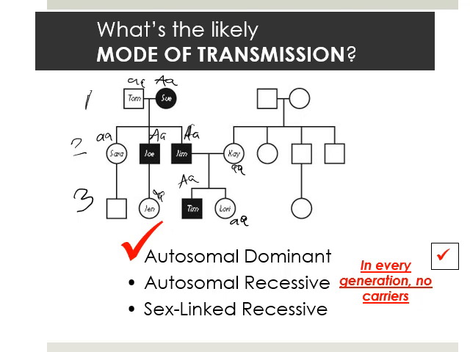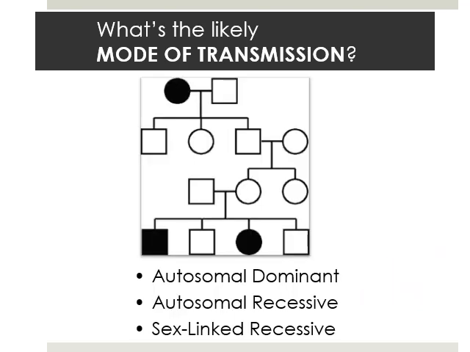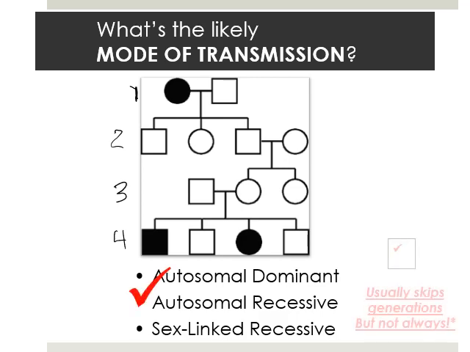So let's check the next trait. Here, we have 1 in the first generation that has it. We have none in the second, none in the third, but 2 in the fourth. So in this case, what we'll be looking at is autosomal recessive. So it skips generations, but keep in mind that isn't always going to happen.